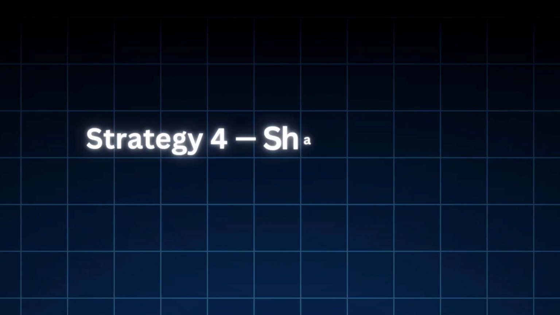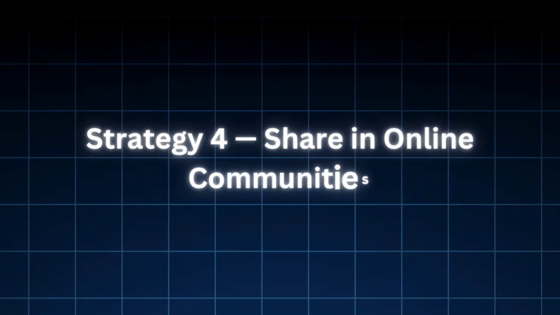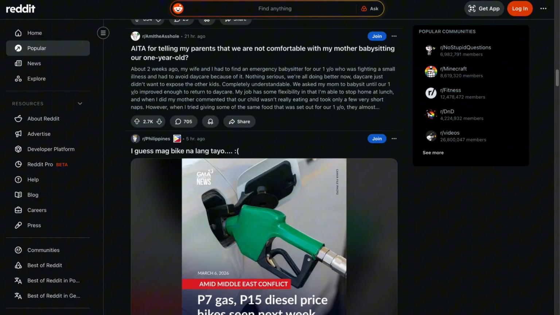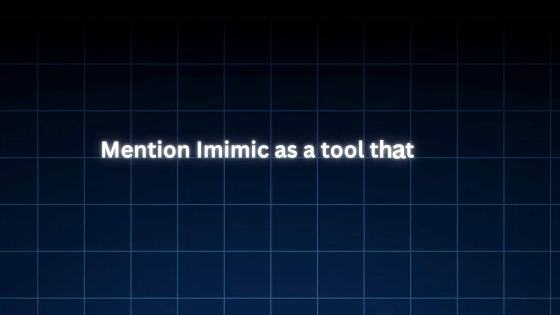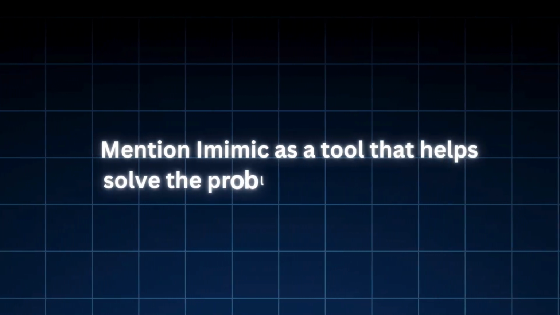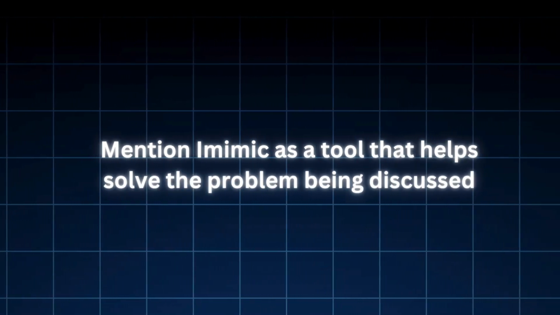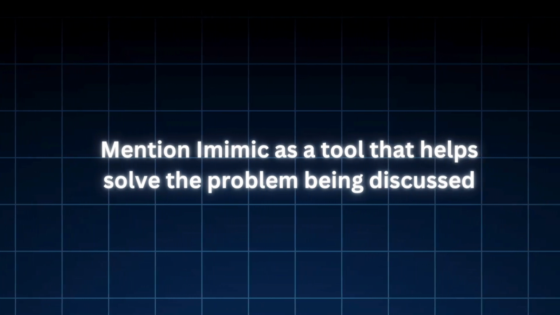Strategy 4 is to share in online communities. Online communities can also be a great place to introduce useful tools. Platforms like Reddit and Facebook groups often have discussions about marketing, content creation, and social media tools. Instead of posting promotional links directly, focus on contributing helpful advice and sharing useful information. When appropriate, you can mention Imimic as a tool that helps solve the problem being discussed. This approach builds trust and increases the chances that people will check out the platform.